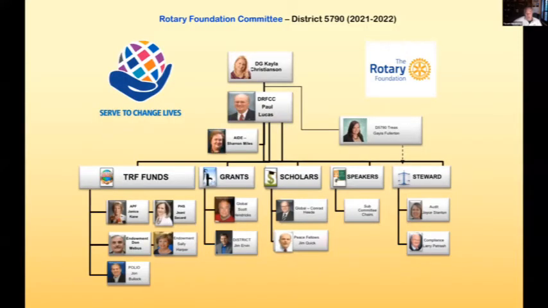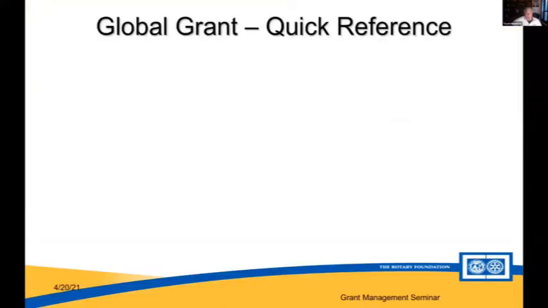Okay, global grants, they fit under the auspices of grants. Jim and I are part of the grants team, and we report to Paul Lucas, who reports to DG Kayla, and that's where we fit into the process. And like I said, there's a district grants committee of us and a few other people, including on this chart, Conrad E., Jim Quick, and Paul, that review applications for global grants.